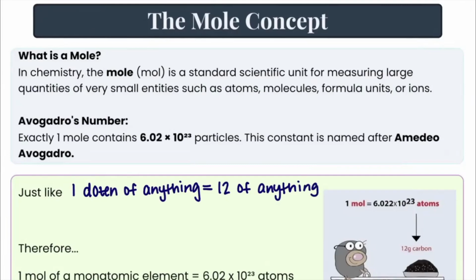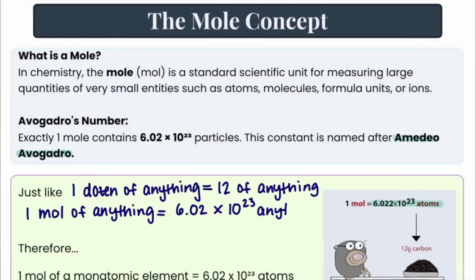And so the mole works the same way. According to Amedeo Avogadro, 1 mole of anything equals 6.022 times 10 to the 23rd. That number is called Avogadro's number, and it is a constant, meaning it doesn't change. So 1 mole of anything equals 6.022 times 10 to the 23rd of anything. But what is anything? It can be atoms, molecules, formula units, ions, anything.